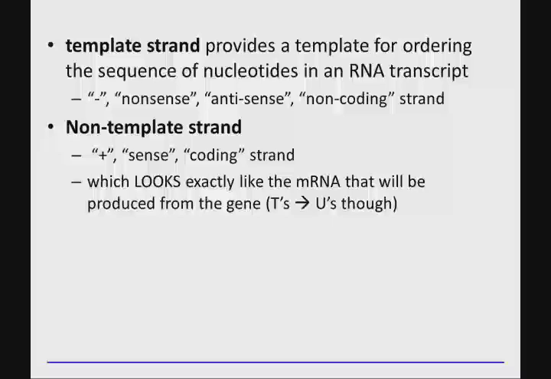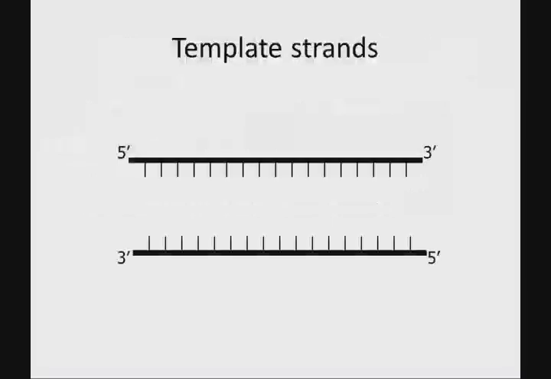So the non-template strand, the one that looks just like the mRNA that's going to be built, we call the sense strand, or the plus strand, or the coding strand. So that one, were I to read it, I can actually get the amino acids, because I know the genetic code that will comprise the protein.